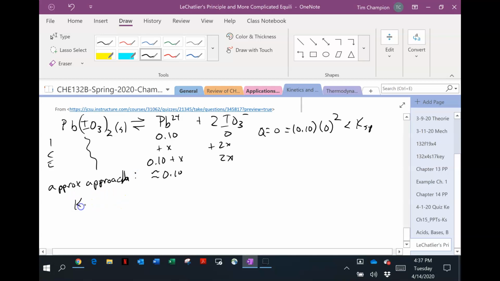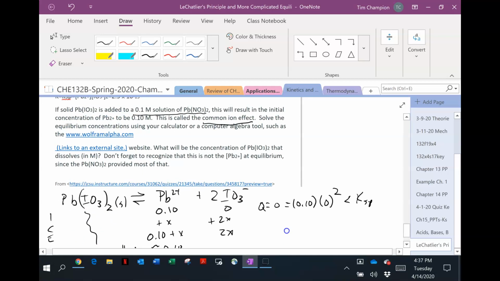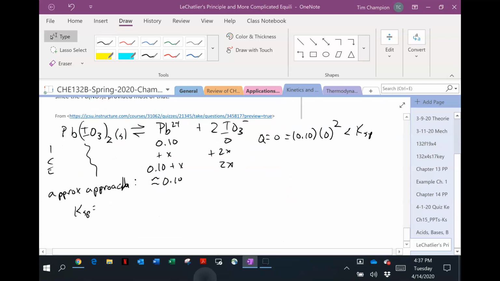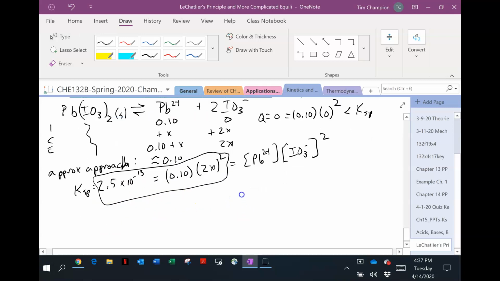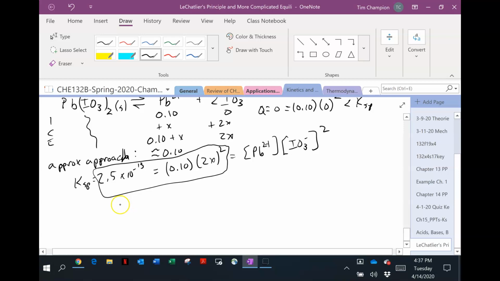So we would say that our KSP, which was 2.5 times 10 to the negative 13th, is going to be equal to 0.1 times 2x quantity squared, which is the lead ion concentration and the iodate ion concentration squared. So we've got this little mathematical thing here, and that means that we have 2.5 times 10 to the negative 13th divided by 0.1 is equal to 4x squared.